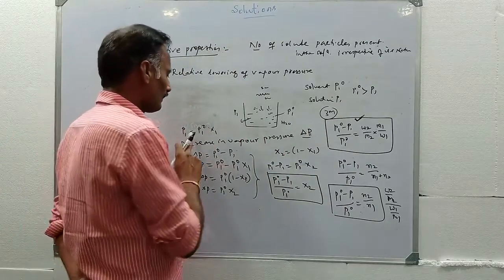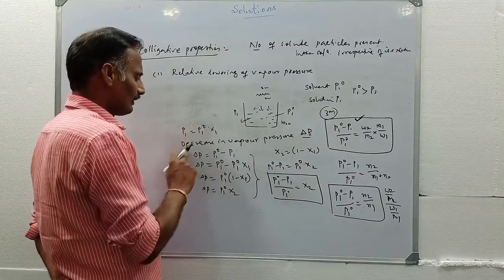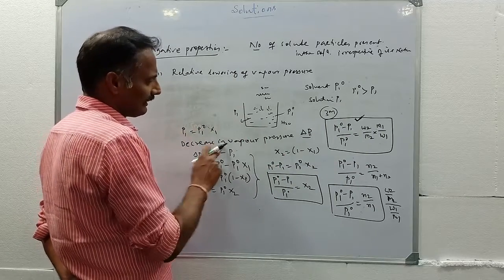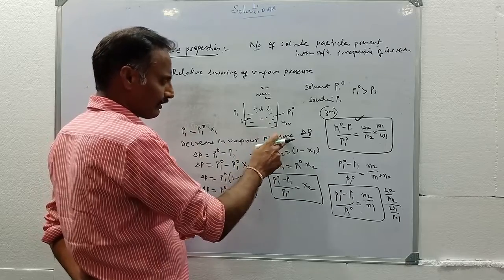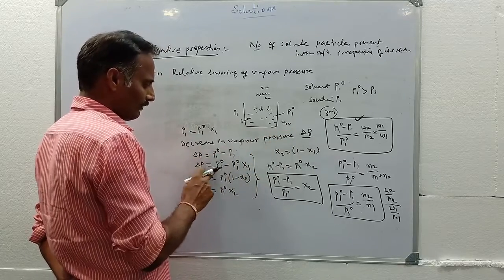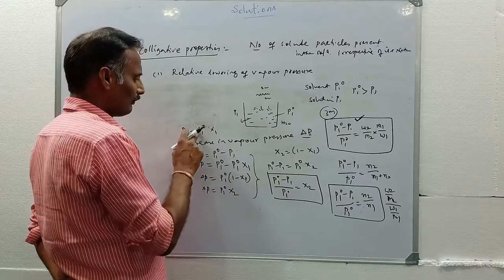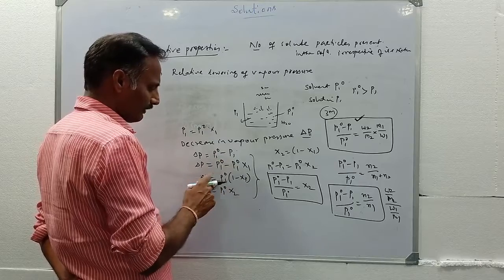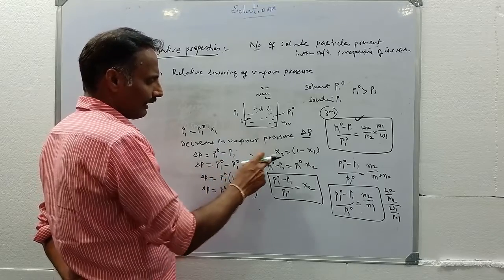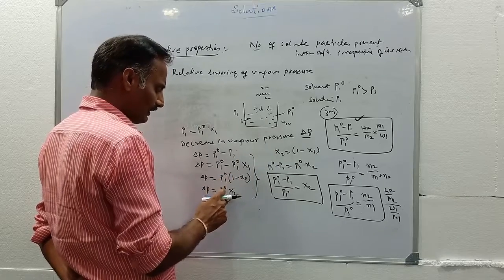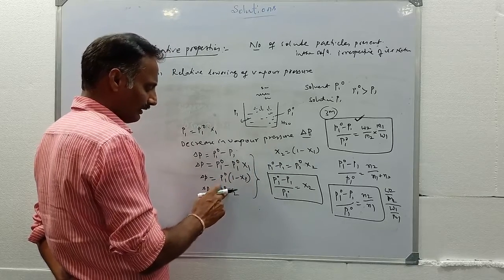In the derivation, P1 equals P1 naught and X1, according to Raoult's law. The decrease in vapor pressure is delta P, and delta P equals P1 naught minus P1, which is P1 naught minus P1 naught X1. Here P1 naught is common. Delta P equals P1 naught (1 minus X1), and X2 equals 1 minus X1. In place of 1 minus X1 we write X2, so delta P equals P1 naught X2.